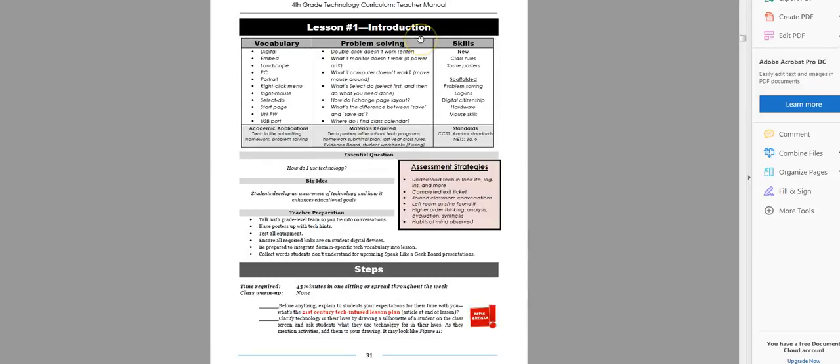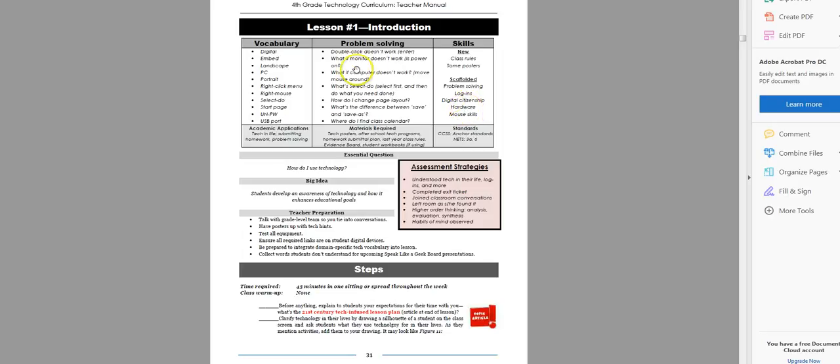It's an introduction. So we're not really trying to teach anything new. We're trying to introduce students to what fourth grade technology is going to be. They have a couple of new skills, lots of scaffolded skills. So remind them, they do know how to problem solve. They know how to log in. They know how to be good digital citizens. They know about hardware and mouse skills. They know all that stuff.